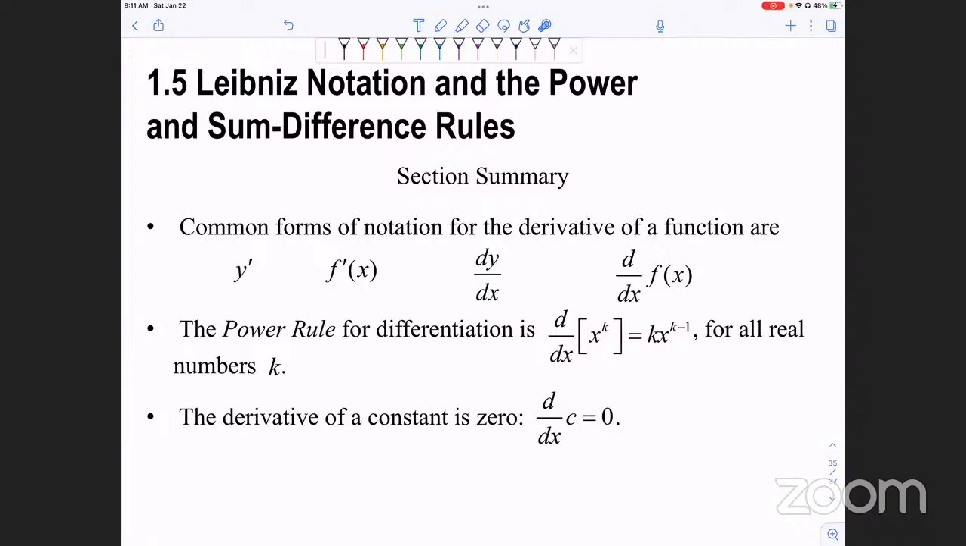Common forms of notation of the derivative of a function: we have y prime, f prime of x, the derivative of y with respect to x. You also might hear me say dy by dx, d by dx, or the derivative with respect to x of f of x. I'm just sleepy. I usually try to do these presentations when I first wake up, so I'm not so drained, but for some reason I didn't get good sleep. So we have the power rule for differentiation, the derivative with respect to x of a power function. Basically, that power comes down and we subtract 1 from the exponent. That's what this is saying. The derivative of a constant is 0.